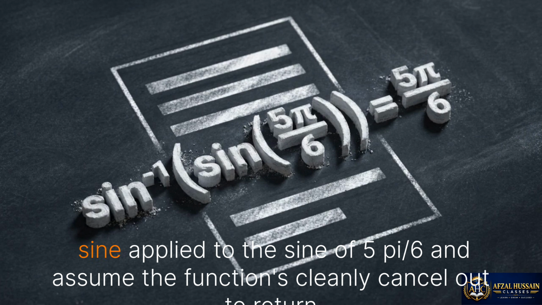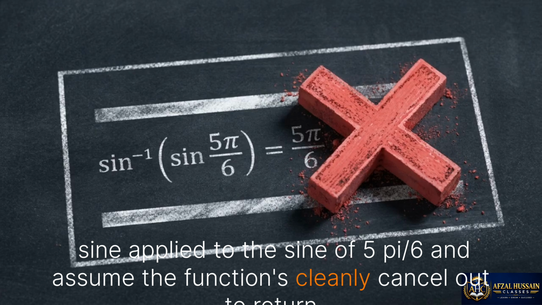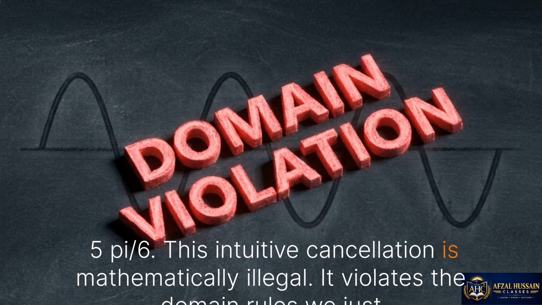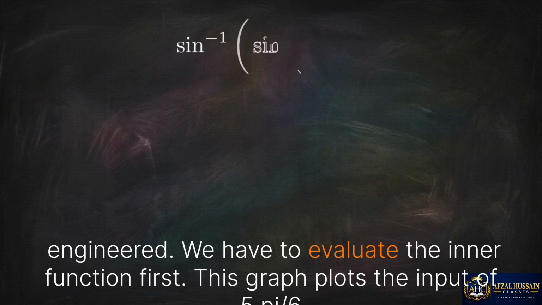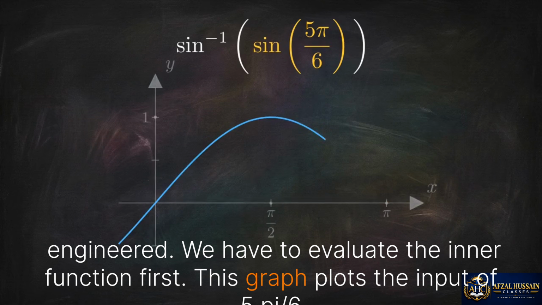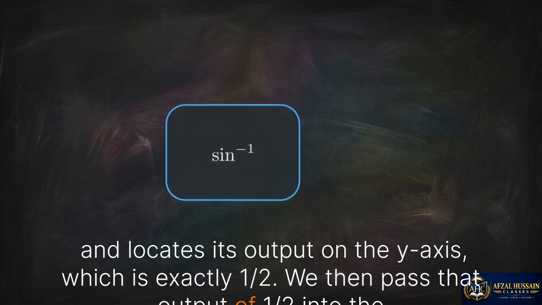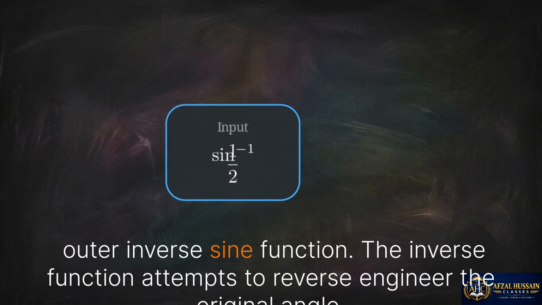Students see the inverse sine applied to the sine of 5 pi over 6 and assume the functions cleanly cancel out to return 5 pi over 6. This intuitive cancellation is mathematically illegal. It violates the domain rules we just engineered. We have to evaluate the inner function first. This graph plots the input of 5 pi over 6 and locates its output on the y-axis, which is exactly 1/2. We then pass that output of 1/2 into the outer inverse sine function.